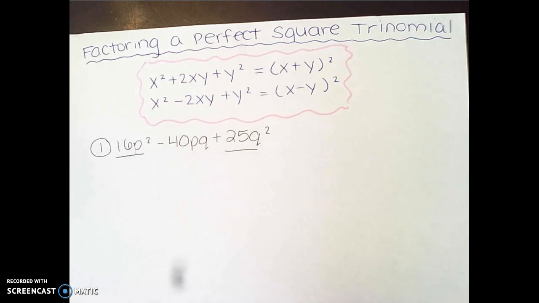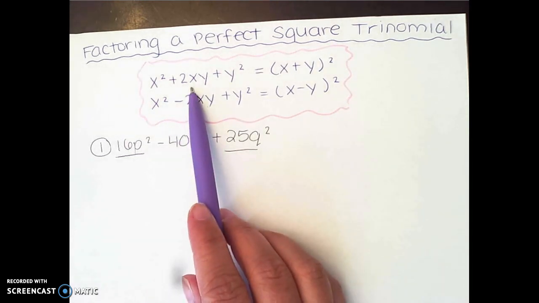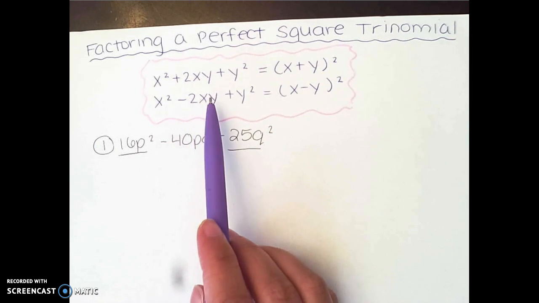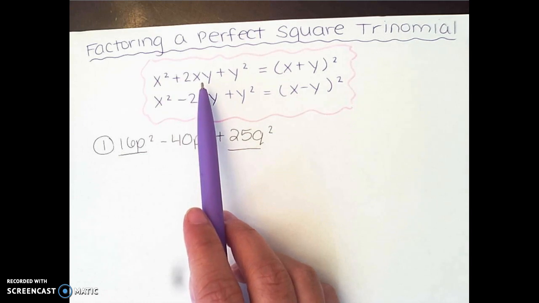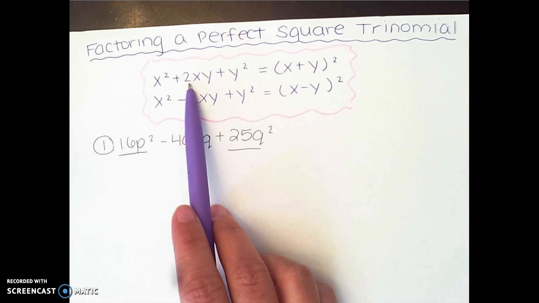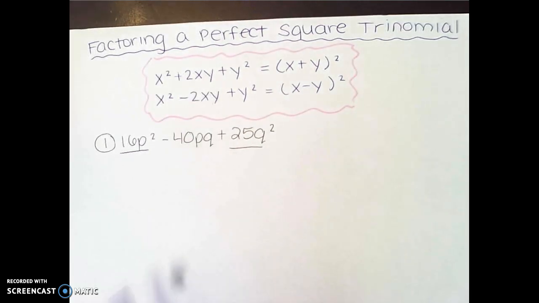In order to truly verify that this is a perfect square trinomial, we should check the middle term as well. When we take the square root of the first and last terms and multiply them together, so 4p times 5q is 20pq, and then multiply by 2, we get 40pq, which is what we have here. So this is in fact a perfect square trinomial.